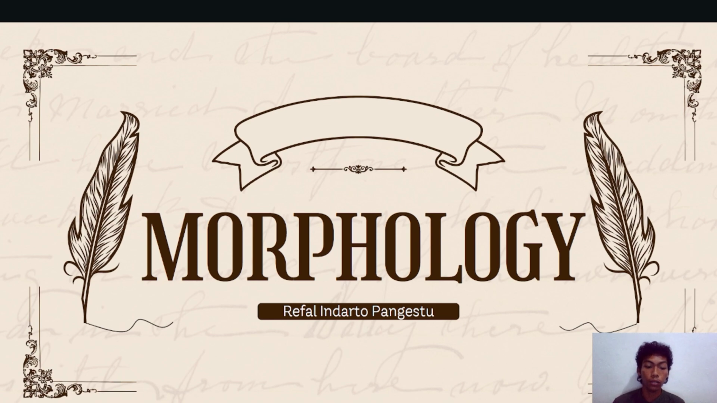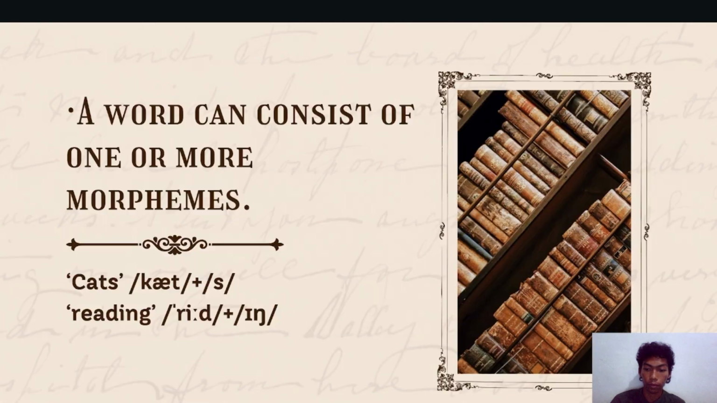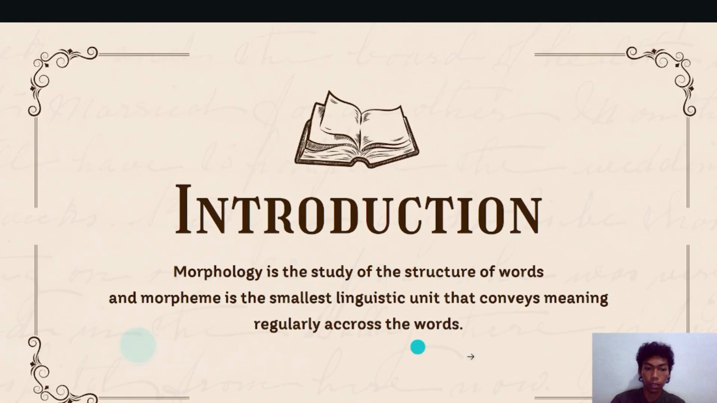2413042057. So today I'm going to talk about morphology. Morphology is basically the branch of linguistics that looks at how words are formed and what they are made of. In morphology, we deal with something called a morpheme. Morpheme is the smallest unit of meaning in a word.